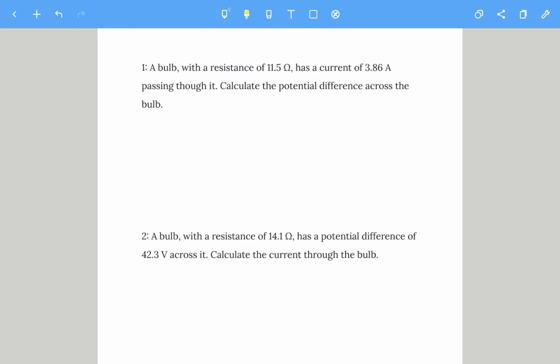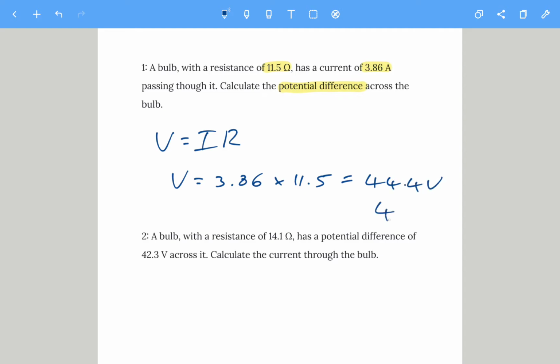Alright, let's go through some answers. So a bulb with resistance of 11.5 ohms has a current of 3.86 amps passing through it. Calculate the potential difference. So potential difference is just voltage. So V equals I times R. And then we simply need to put the numbers in. So the current is 3.86 amps multiplied by 11.5 ohms. And that gives us 44.4 volts. If you just put 44 volts, that's perfectly fine.